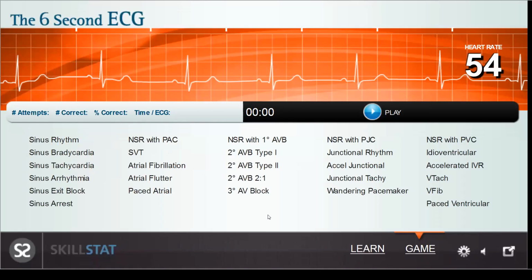Okay, so here we have bradycardia. They may or may not be symptomatic. Everything is normal except the heart rate is less than 60. There's one P wave in front of every QRS. The PR interval looks normal. The QRS looks narrow. So everything is normal except the rate is less than 60.